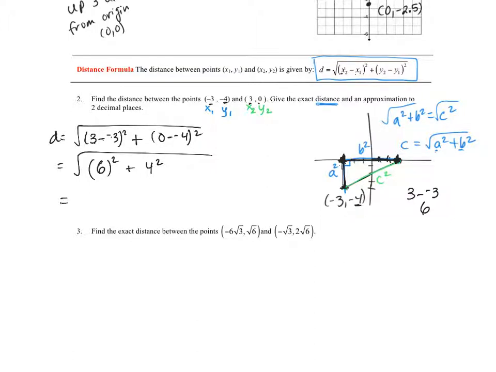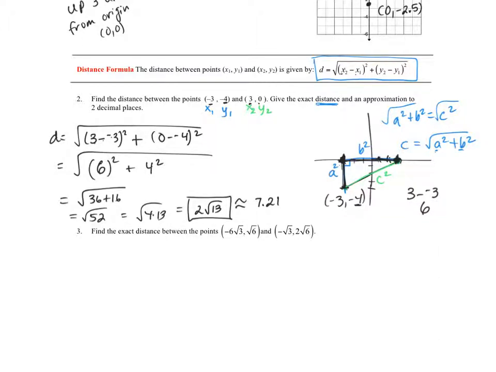Okay, so we've got the distance is the square root of 36 plus 16, which is 52. And then we could simplify that as 4 times 13. So the exact value for the distance is 2 times the square root of 13. And then if you just plug that into your calculator, that's about 7.21. All right, so that's the distance formula.